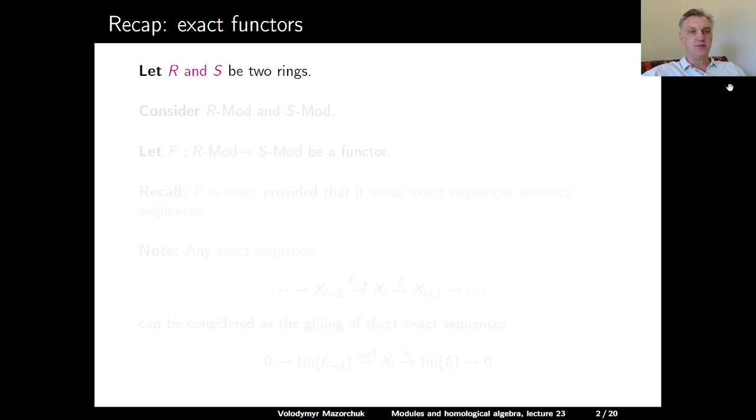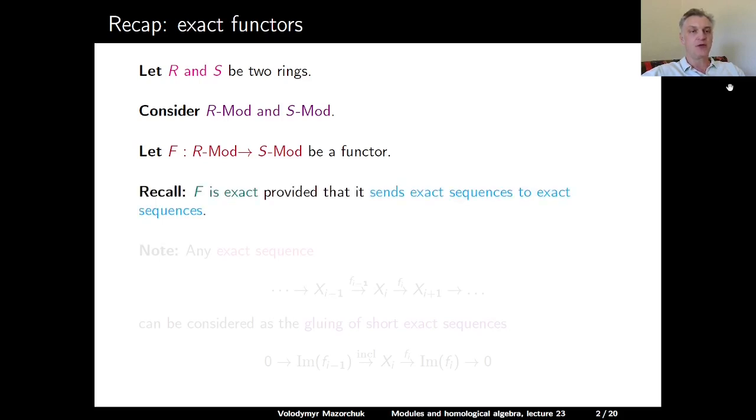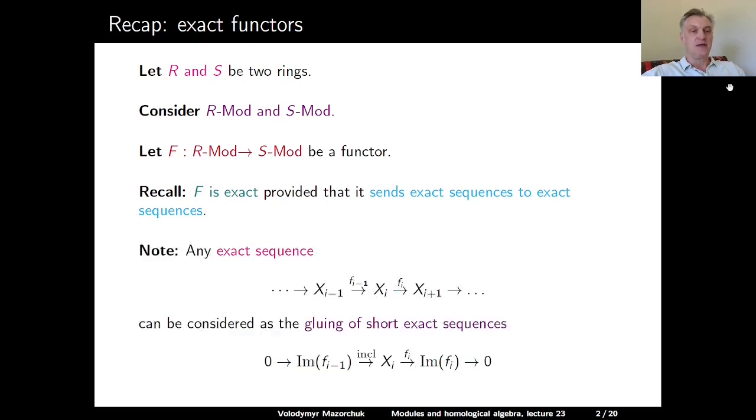Let R and S be two rings. Consider the categories of all R modules and of all S modules. Let F be a functor from the category of all R modules to the category of all S modules. Recall, a functor F is called exact, provided that it sends exact sequences of R modules to exact sequences of S modules.